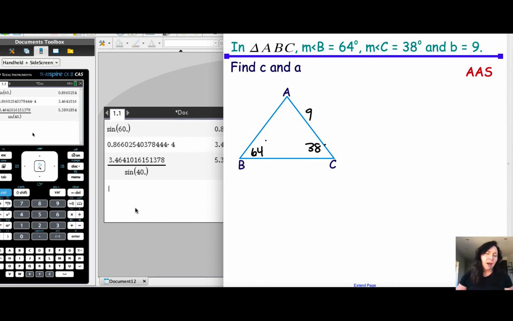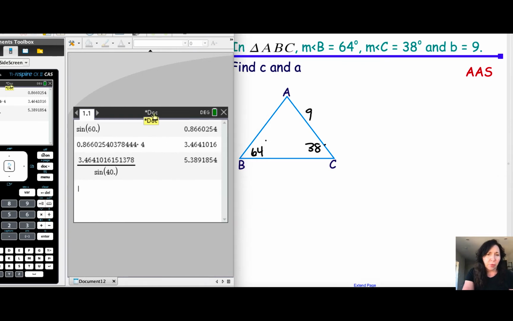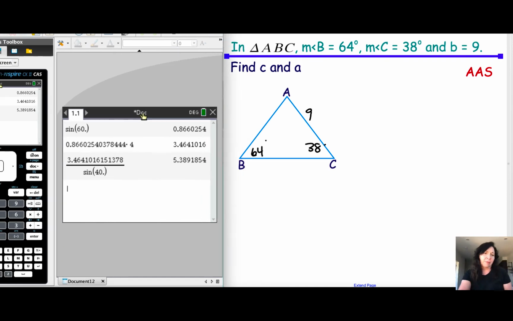And again, not sure if this is very temperamental right now, but let's try this one more time. 64. Nope, I don't know what's going on with that, but okay.